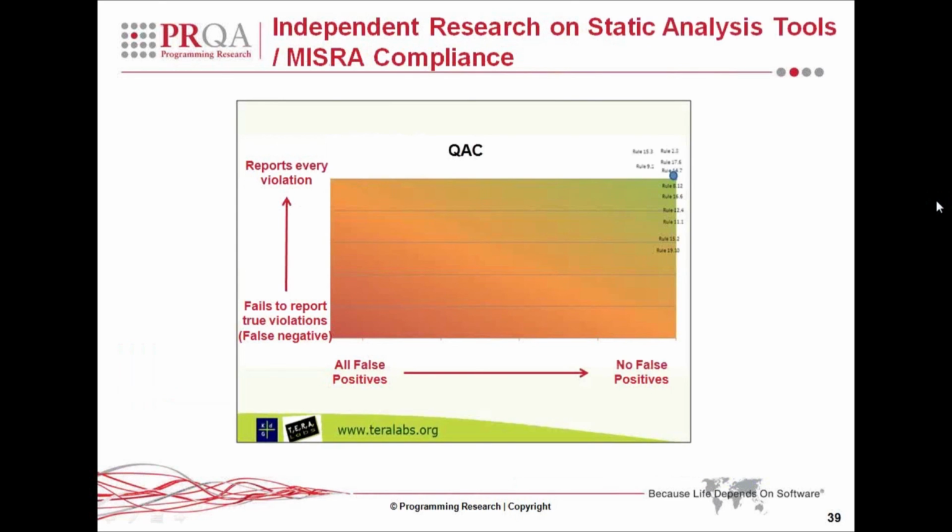But if we look at just the QAC tool, here we have, up on the vertical, false negatives. So a false negative is where no error is reported, but an error does exist. And as we go up the scale, a reduced number of false negatives. So this shows that at the top, every violation has been reported by the static analysis tool. Along the horizontal axis, we have false positives. And a false positive is where the tool has reported an error or a violation, but no error exists. And as we move to the right of this slide, with no false positives, it shows that all that's been reported is correct.